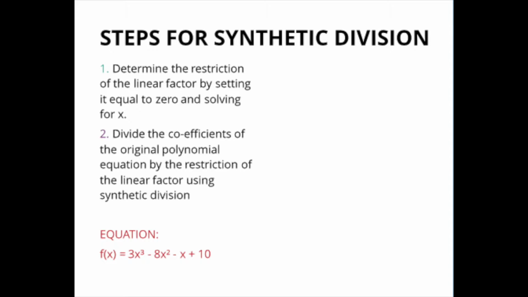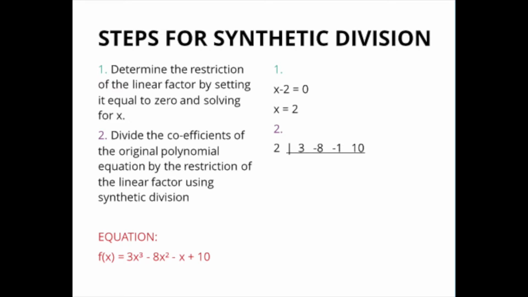Here are the steps for synthetic division. First, you want to determine the restriction of the linear factor by setting it equal to 0. So here I have x minus 2 equal to 0, and x is equal to 2. Then you want to divide the coefficients of the original polynomial equation by the restriction of the linear factor using synthetic division. To do synthetic division, set up your equation as shown.